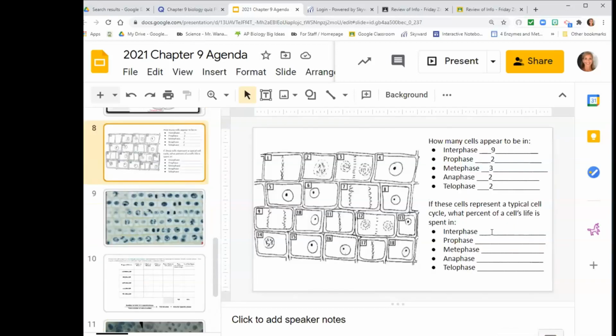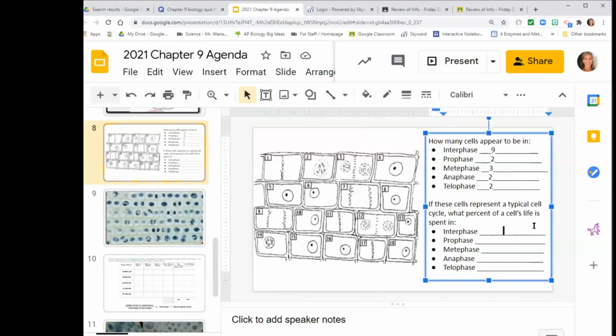So let's go back to the drawings. The next thing you had to do was calculate the amount of time the cells spent in each phase, okay? So we're going to calculate the percent of the cell's life in each phase. Basically, you just take the number that you counted and divide it by the total number of cells. So 9 divided by 18 is what? 50%, right? That was an easy one. Can you take a second and calculate the percentage for prophase through telophase?